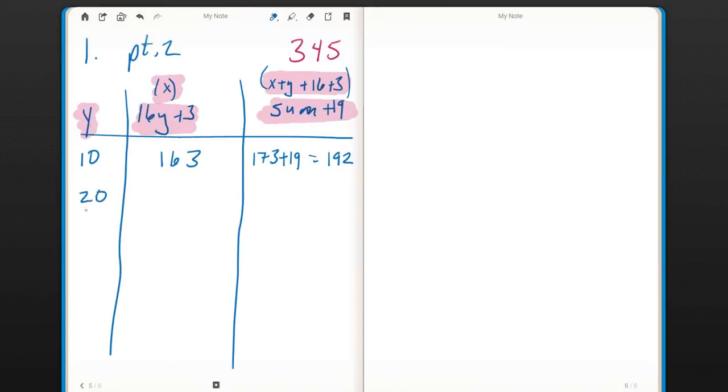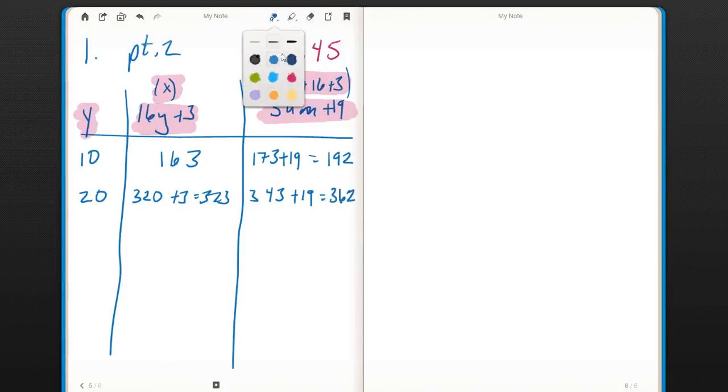If I go from 10 to 20, 16 times 20 is 320 plus 3 is 323. And then I have 343 plus 19 is 362. Now I know I've gone too far. I want to be at 345.